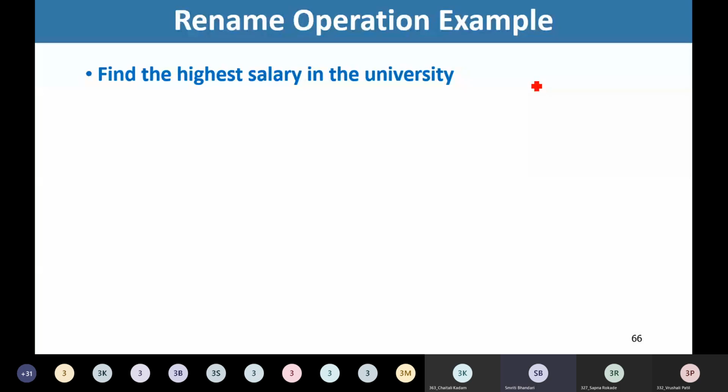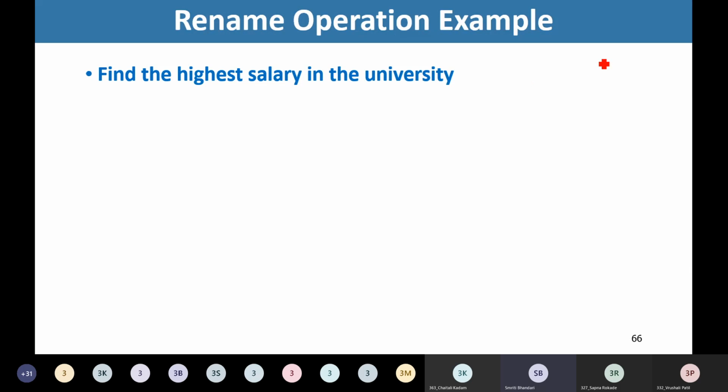In our instructor table, we have 4 attributes: instructor ID, name of the instructor, salary of the instructor, and department name of the instructor. These are the 4 attributes. And what we want is to find out the highest salary. Correct? We want to find out the highest salary. So let me illustrate this, how we actually think and how to frame our thinking in the relational algebra expression.